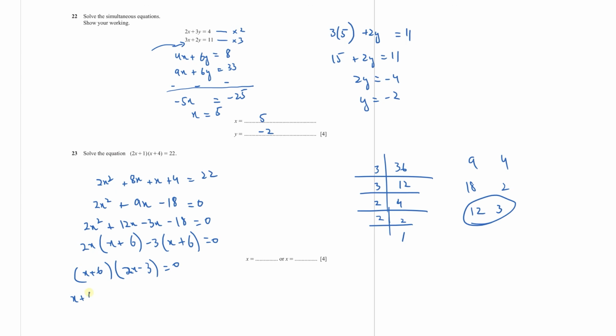So this means x plus 6 equals 0, or 2x minus 3 equals 0. This will give me x equals minus 6, or, taking 3 to the other side, x equals 3 over 2. So x is equal to minus 6, or x is equal to 3 over 2. So this was the end of paper 1, variant 1 for June 2019.